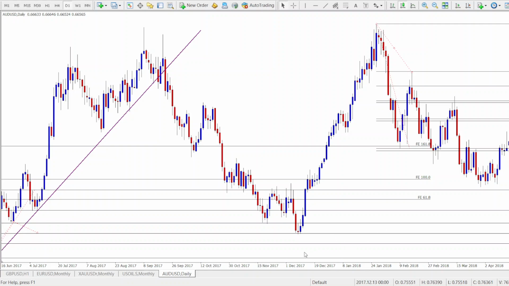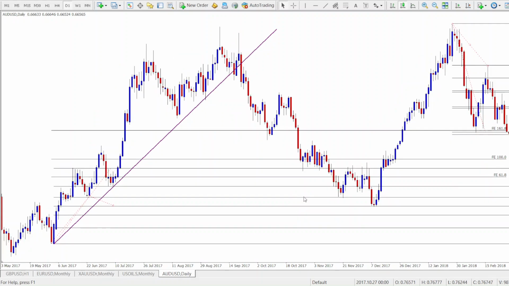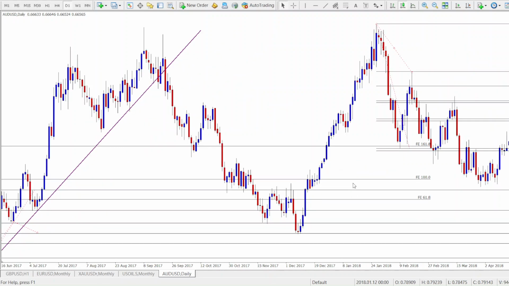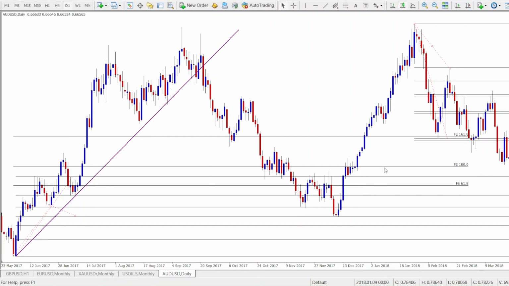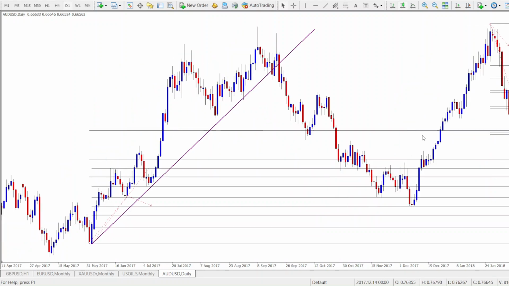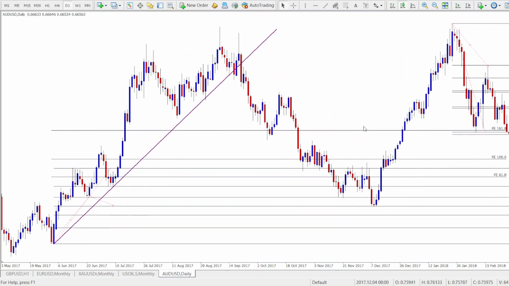Now the key extension levels to look out for are the 127.2%, 161.8%. Some persons usually add 127.2%. Okay, if you want to add that, you can add that. But 161.8% is also one of the most commonly used. Okay, and then there's also 200% for those who use 200%.